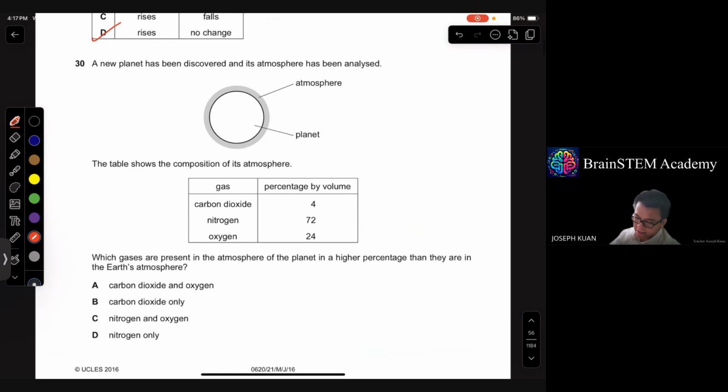30. A new planet has been discovered and its atmosphere has been analyzed. The table shows the composition of its atmosphere. Which gases are present in the atmosphere of the planet in a higher percentage than they are in the Earth's atmosphere? So it seems like it has a greater percentage of carbon dioxide and also oxygen, because our air has 0.04% of carbon dioxide and 21% oxygen. So answer is A.